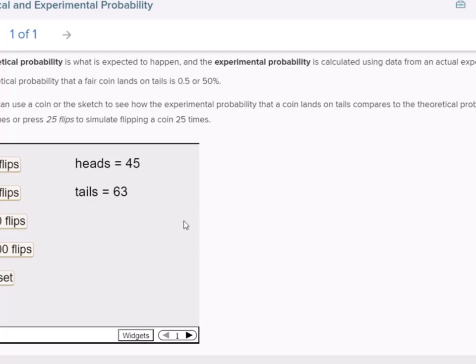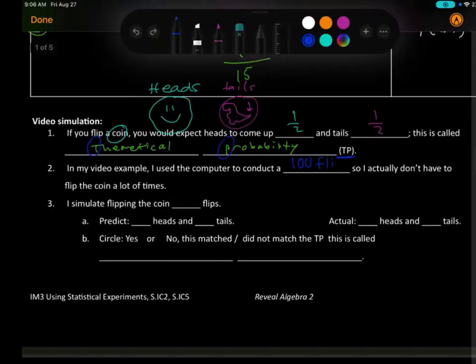But what happened? What did I get? 50-50 doesn't always happen all the time. So here I have 45 heads as my actual and 63 as my tails. The word predict, or the expected, and then the actual is which type of probabilities? Alright, so I use the computer to conduct this, which is called a simulation.